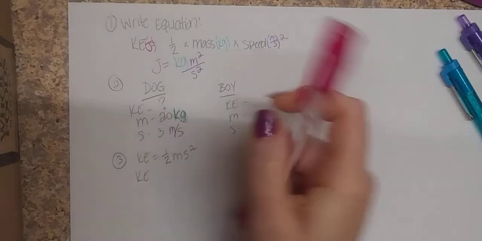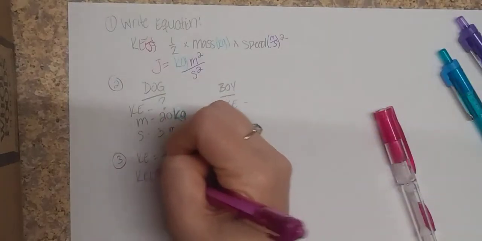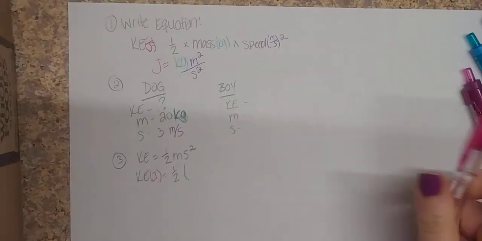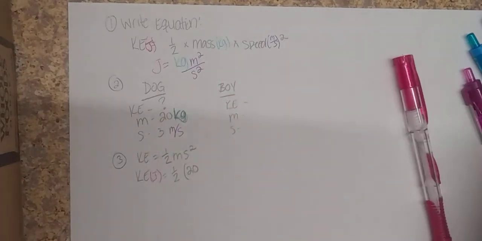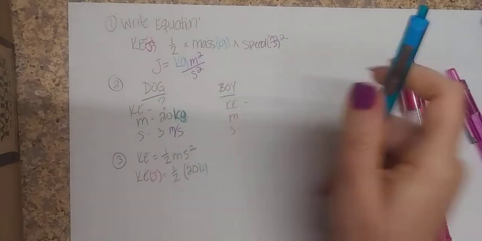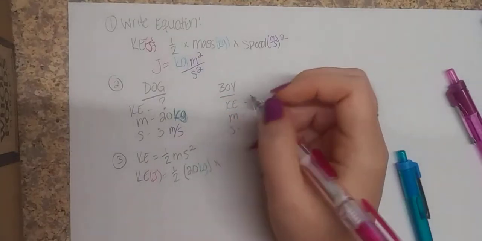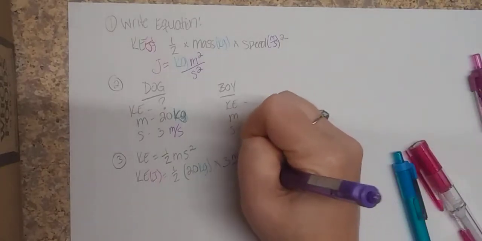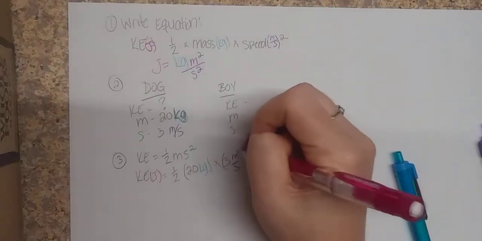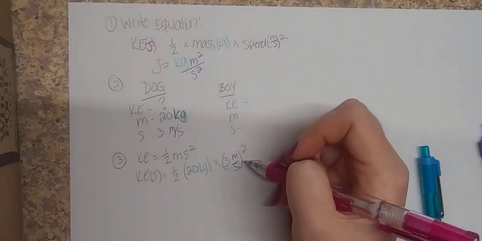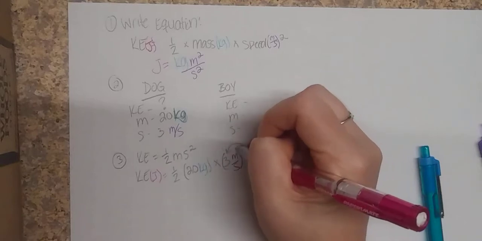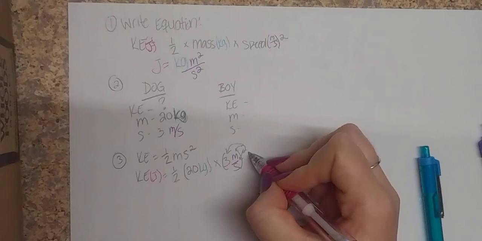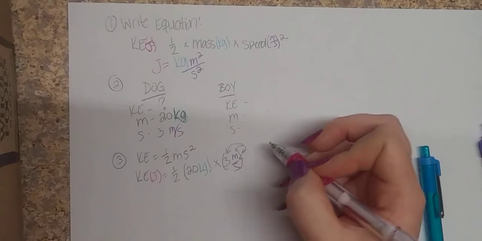So kinetic energy, which is a joule, is equal to 1/2. The mass is 20 kilograms times 3 meters per second, squared. So that square is going to go to everything inside of this equation. So that square is not times 2, that's times itself twice.